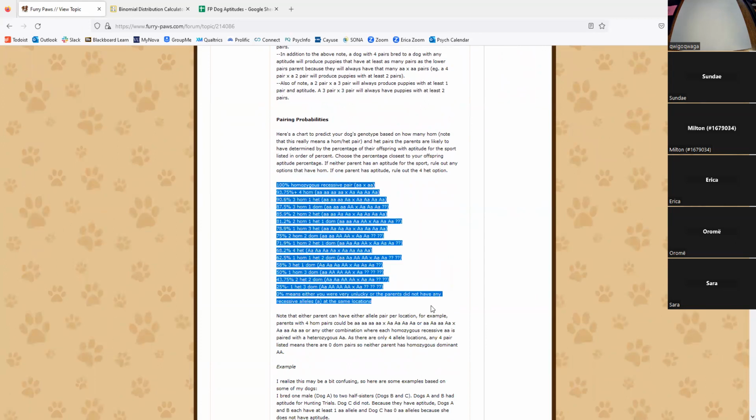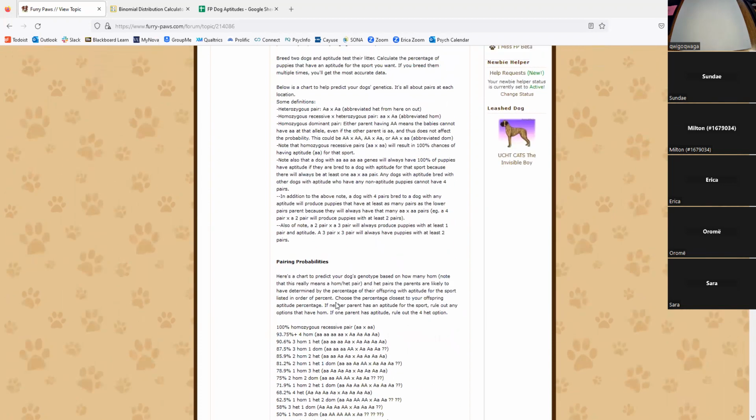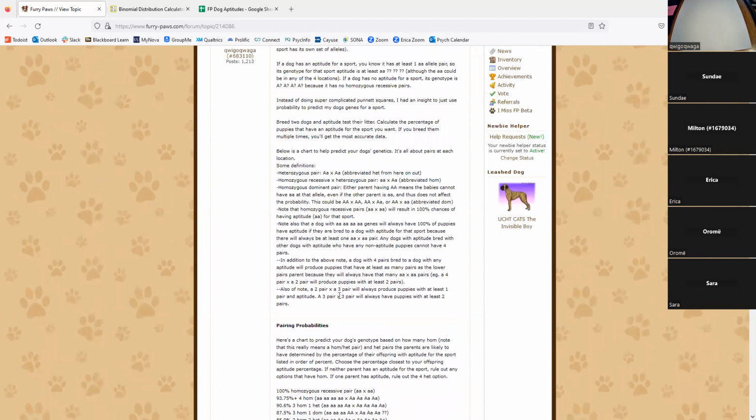So this is the main chart that you're going to want to look at, these pairing probabilities. And this is basically what you would get if you did a ginormous Punnett square with all 4 sets of genes. This is the percentage of puppies that you should get if you have these different pairings. So let me just go through my definitions real quick.